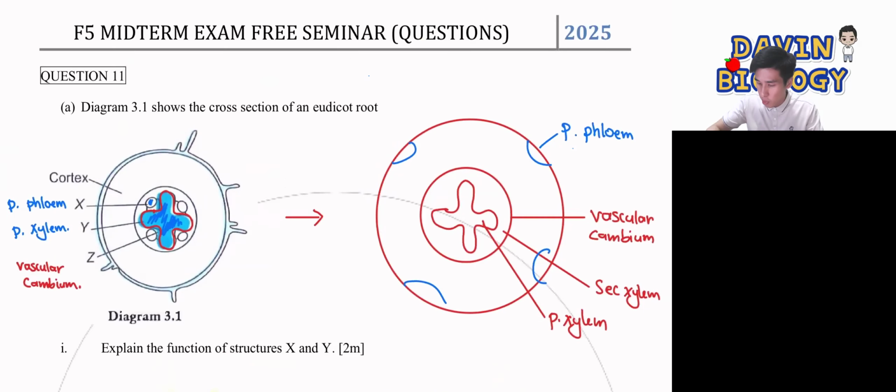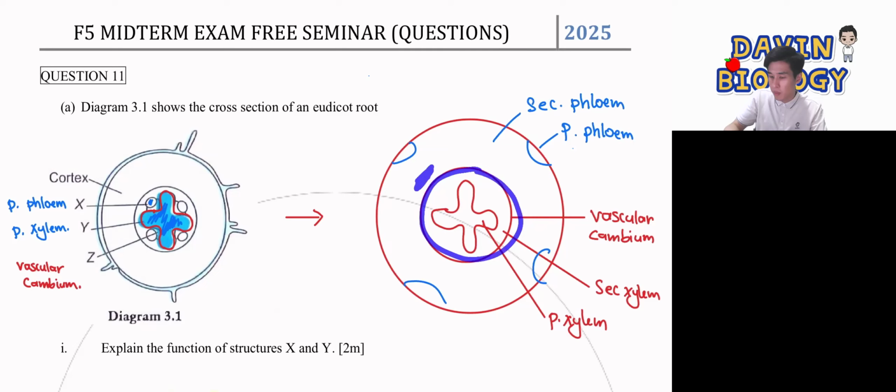Your secondary phloem is this whole thing. So again, here's your vascular cambium, secondary phloem, primary phloem. You can see primary is always further away from the ring, secondary always closer. Okay.